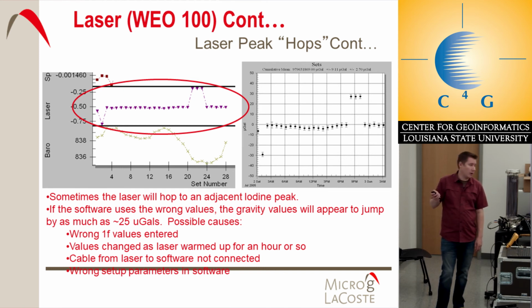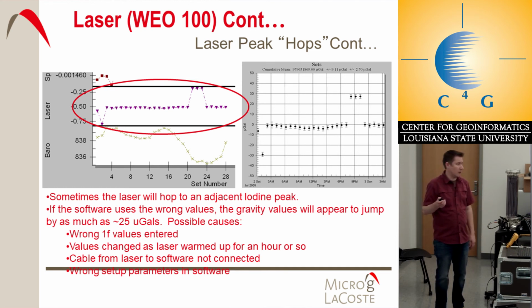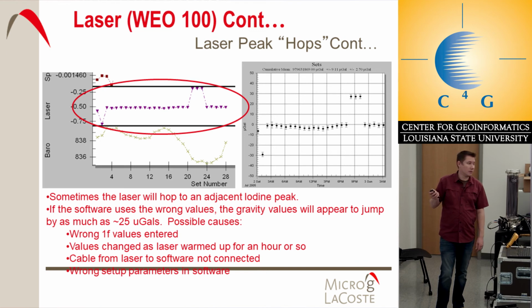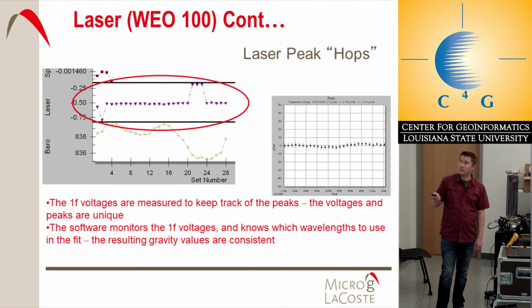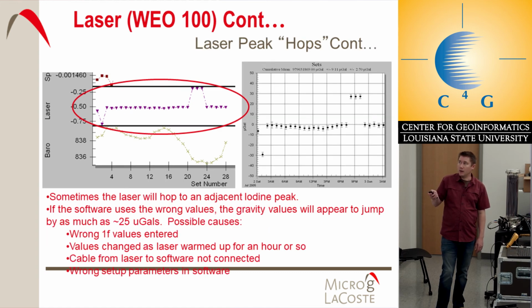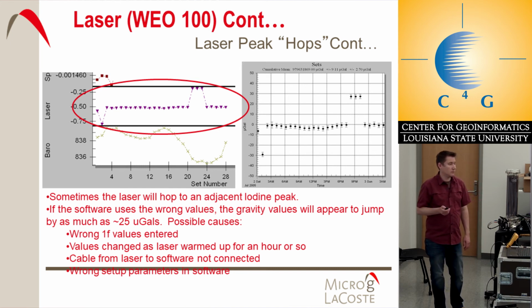If you're monitoring your 1Fs and it does this, and you have that checkbox checked to look at the 1F values and know what the peak is from that, this won't happen. You'll see this jump up, but it'll correct for it and say, oh, I'm on F peak, and these will be nice and flat. The software monitors the 1Fs, it knows which wavelength it's on, and that goes away. You can see the difference: this one's down, those three are up, back down. That would happen if you didn't have that box checked that said auto detect.